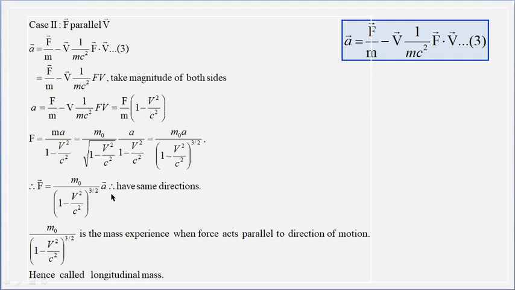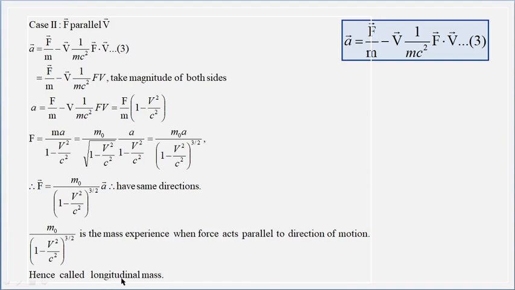So in this case also, acceleration and force have the same direction. Now the corresponding mass, that means the multiple of vector a, is m naught by 1 minus v square by c square raised to 3 by 2. Now this mass, when the force acts parallel to the direction of motion, is called the longitudinal mass. Longitudinal means parallel.